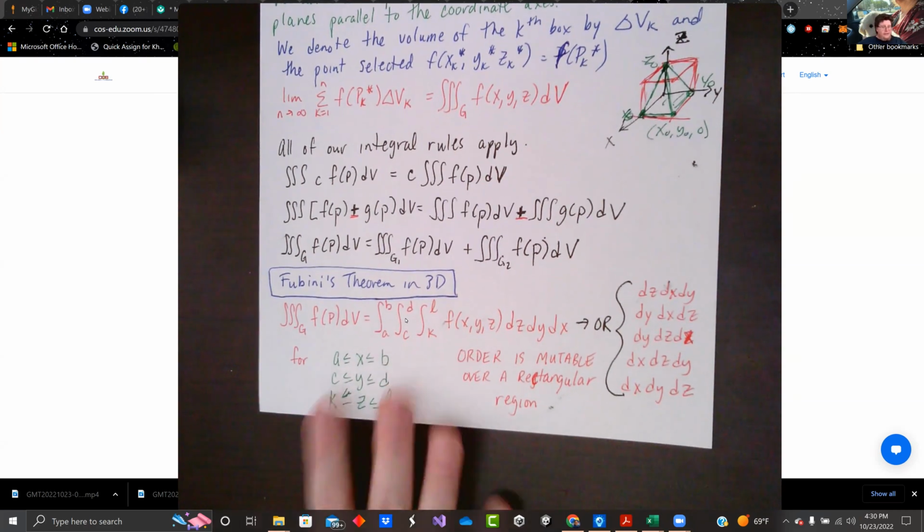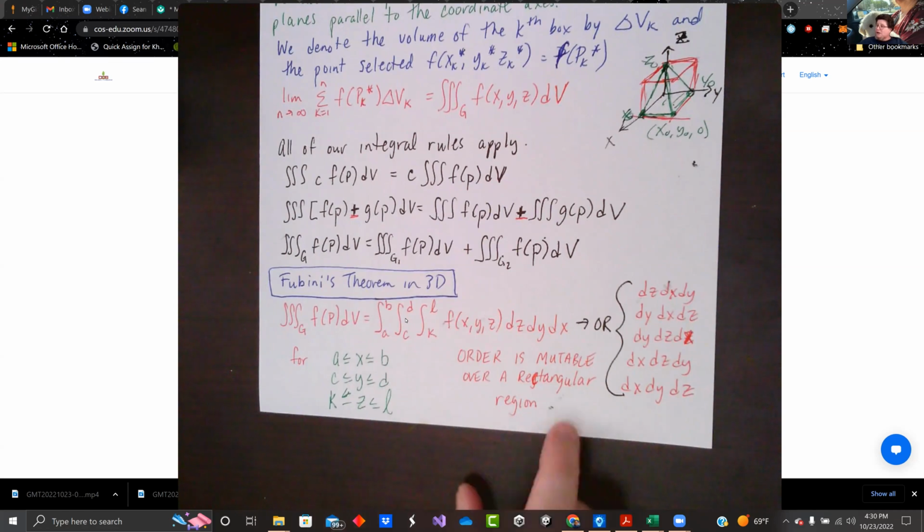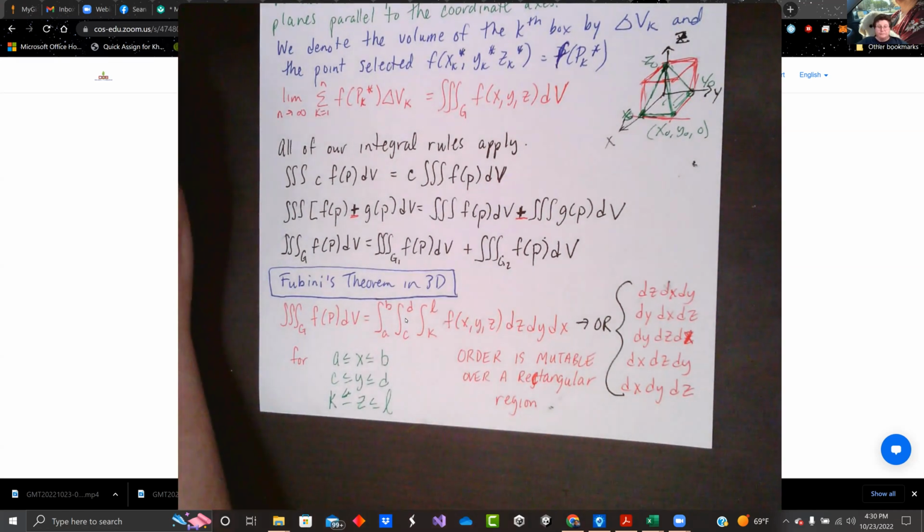We'll do some examples in the next video. This is basic stuff. We're extending the double to triple. All it does is add another integral.